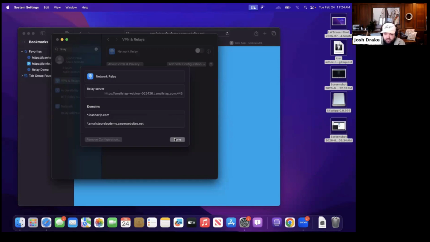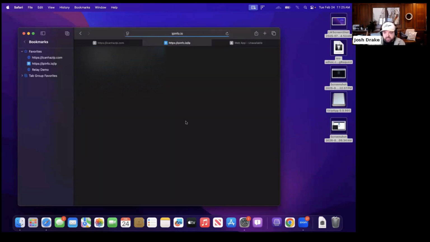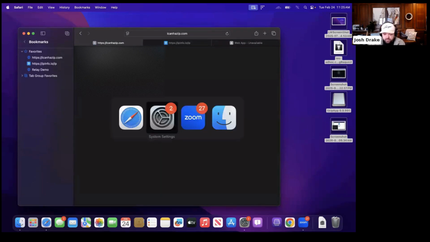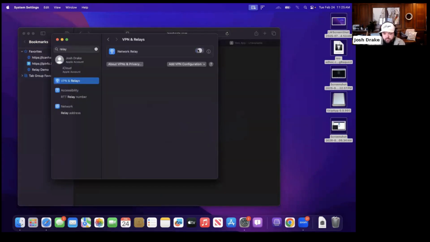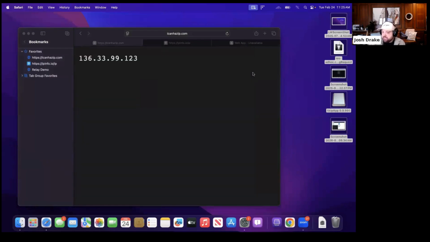Okay, so there's my relay configuration. Again, I'm refreshing in the browser. You can see that I can't access the website. You can see my IP address is this IP address. Now, what I'm going to do is I'm going to turn the relay on. Now, I do have to restart Safari here. That's actually one of the things that the Smallstep agent software mitigates.